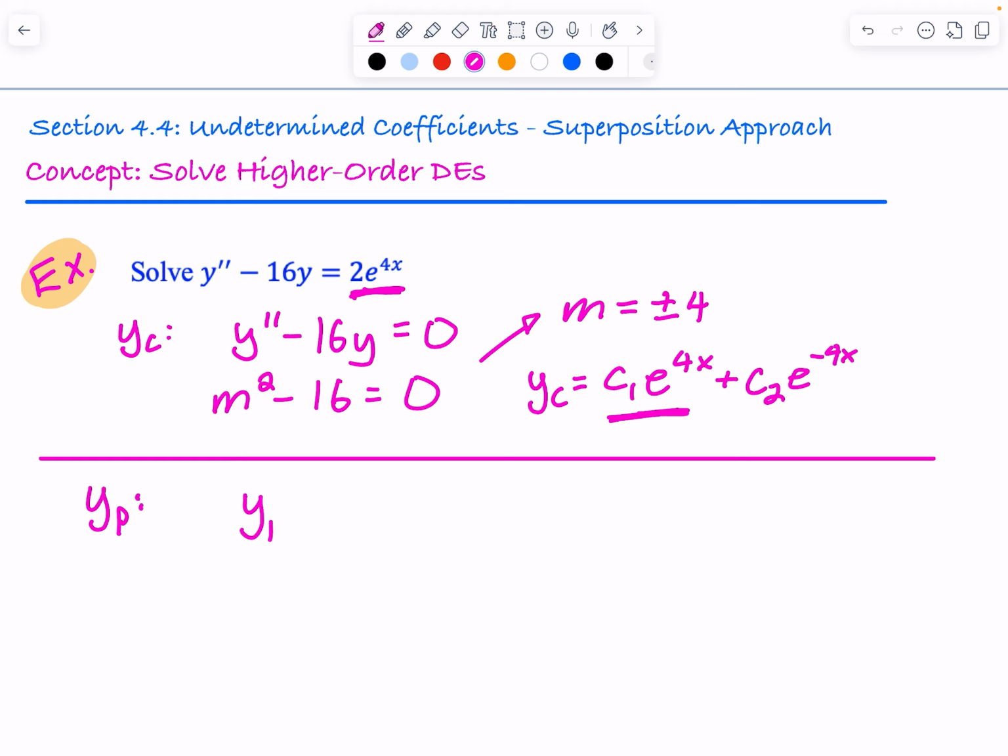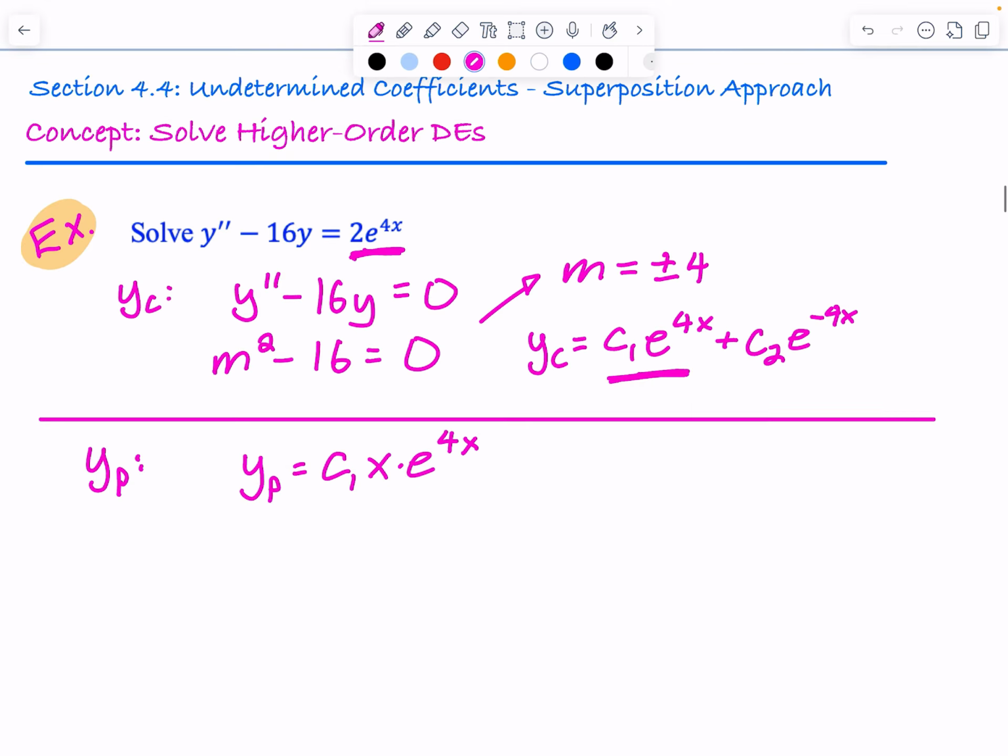So my new guess would be just up the chain. I multiply by an x. If that x was there, like if in my solutions I had x e to the 4x in the second one, then I would add x squared. If there was an x squared, I'd add an x cubed. There's a rule there that we'll talk about in a moment. All right, so there's my guess. So let's go through each one.